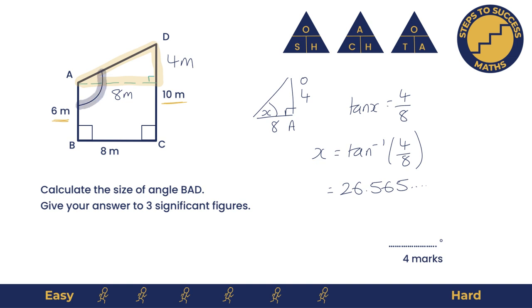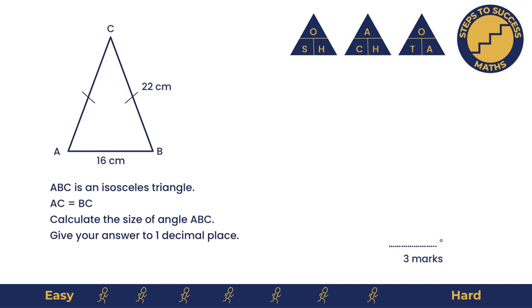And I know that the angles in a rectangle are 90 degrees. So I need to add on 90 degrees, which gives me 116.56... And I need to give it to three significant figures, so 3 numbers. So remember, you still need to round correctly. So the 0.5 makes it round up. So that's 117 degrees.